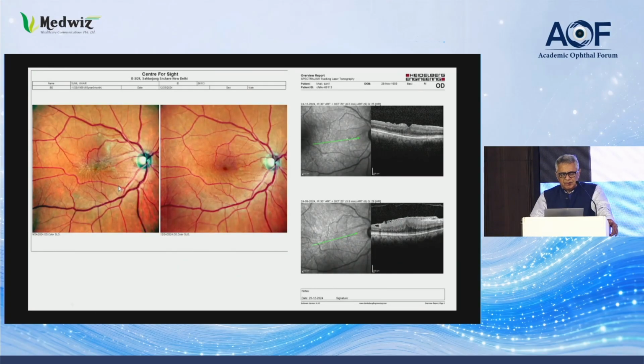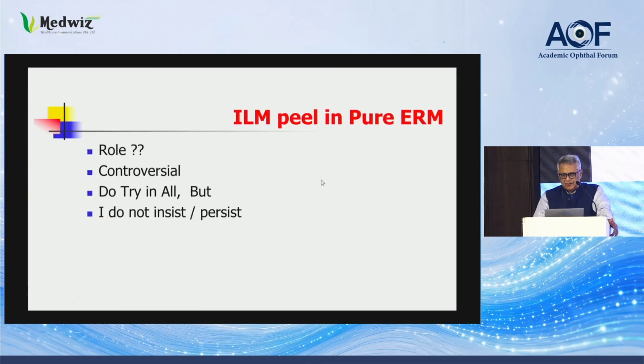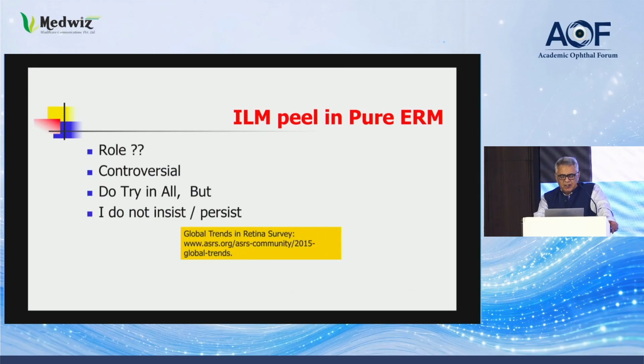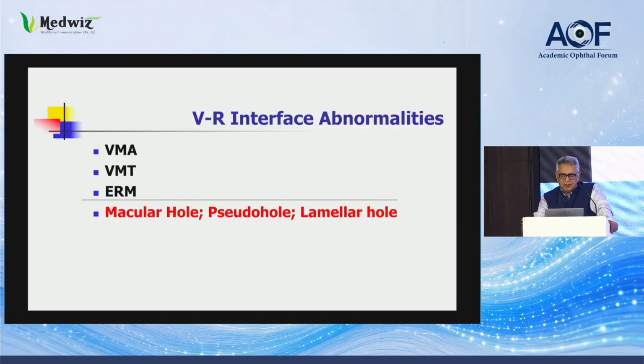So these are some color photographs pre and post epiretinal membrane surgery, and this is OCT. The foveal contour starts coming back after a couple of weeks. The other patient to show is a successful epiretinal membrane surgery. ILM peel is controversial. All of us have become ILM addicts. We do try to peel ILM, but do not insist that all patients of pure ERM require ILM removal. And even global trends show that ILM peel is not necessarily advantageous.